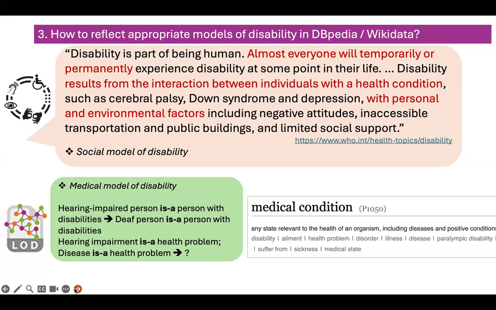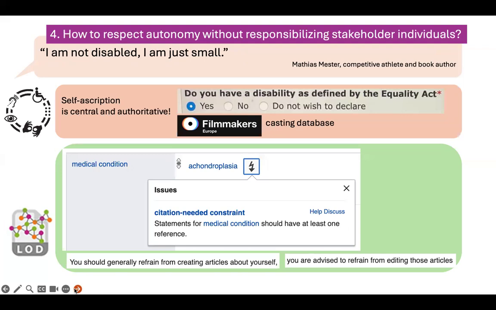Now, who would be in the best position to describe such interactions that lead to their being disabled, or even decide whether they feel disabled? Individuals themselves. And we hear them saying, for example, I am not disabled, I am just small. With regard to the hearing example, that would be, I just can't hear. It is increasingly being realized that self-ascription is central and authoritative. For example, in labor law, you are the one who decides whether to specify and describe a disability or not, and claim the treatment, which has some advantages in your work environment.